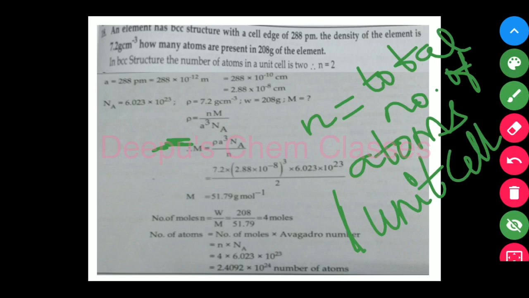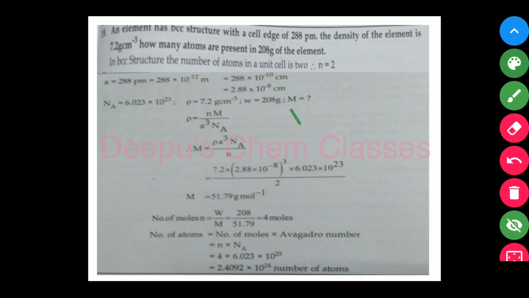What unit cell is given here? BCC, body centered cubic unit cell is given. So the total number of atoms in BCC is equal to 2. Now the formula you have to use for density is rho is equal to Nm divided by A cube Na. But what is actually unknown? M is unknown. So bring it to the left side. Bring other known factors to the right side. So the formula becomes M is equal to rho A cube Na divided by N.